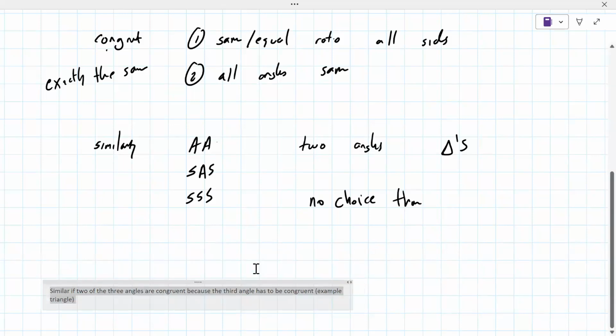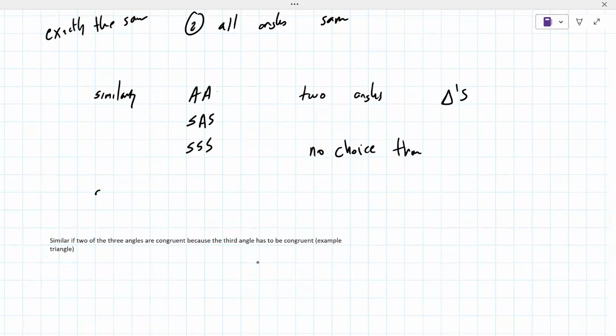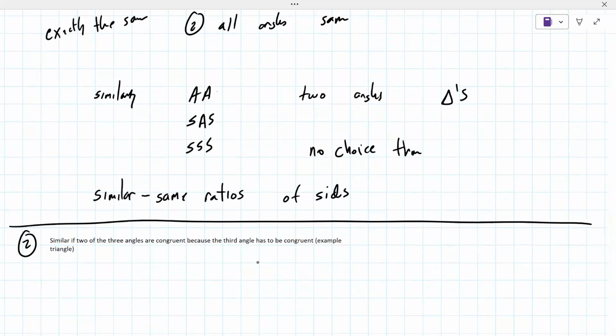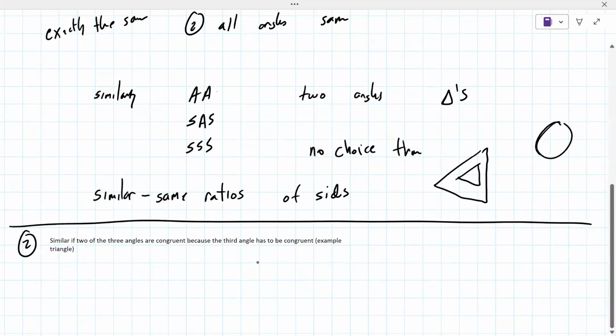So, things are similar. Things are similar if they are in the same ratios of sides. That's probably your best answer for that. And this will be the answer to number two here. It's kind of like they look the same. It's just one is bigger than the other, and it could be many different types of objects.